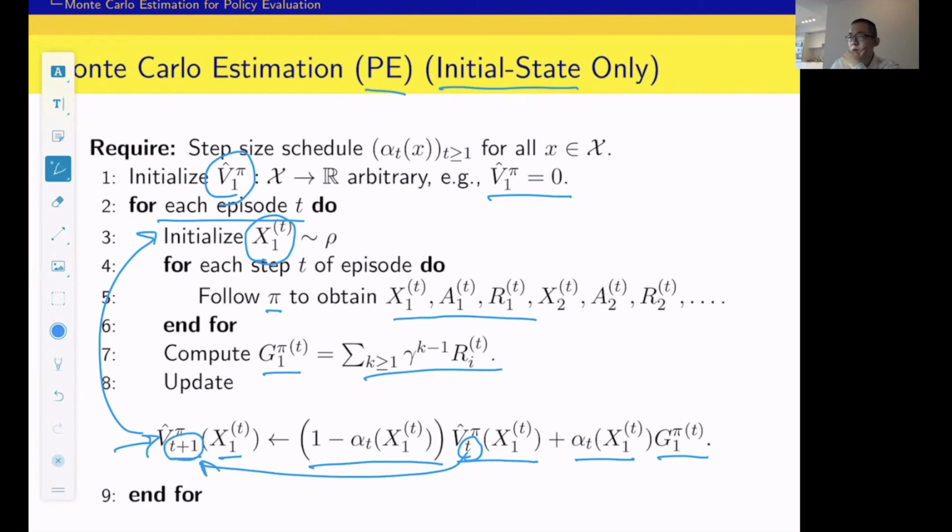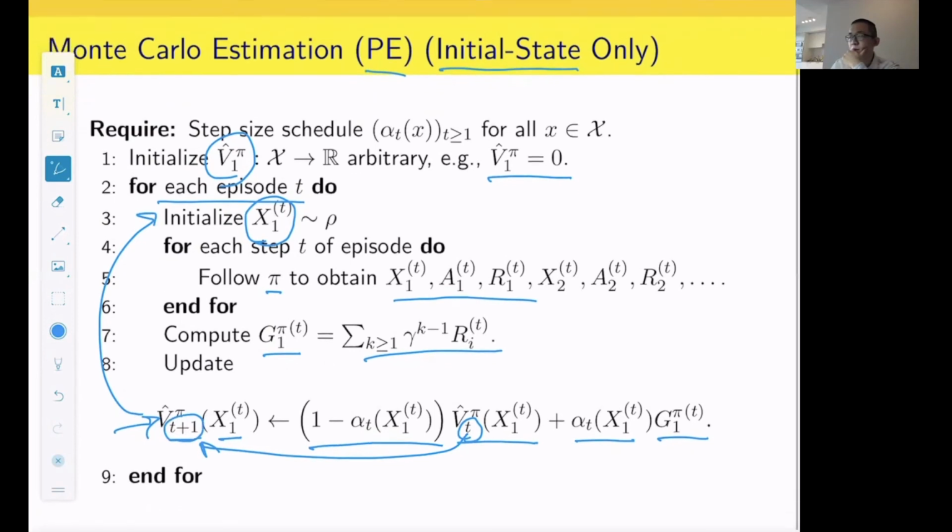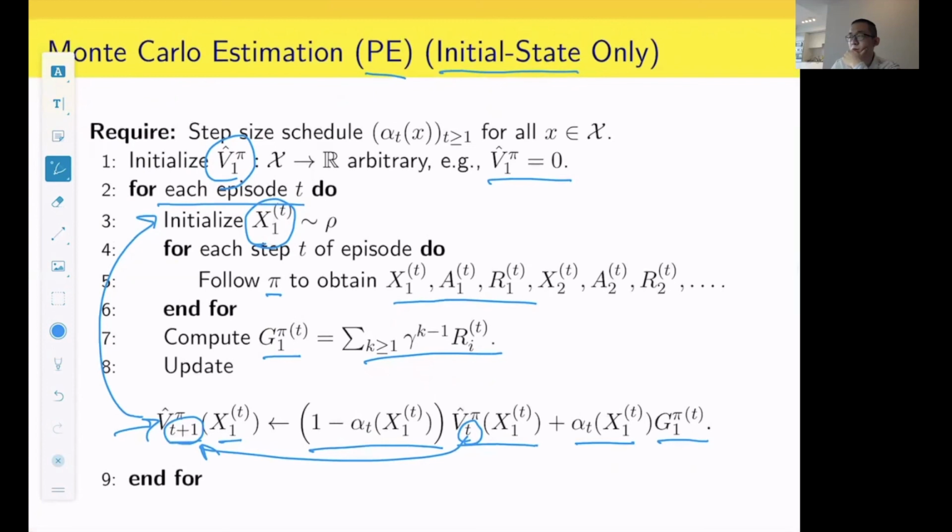Sorry, I think in line number 7, the reward subscript should be k. That's right. So here, this should be k. That's a good point. Thank you. Yeah, sometimes when you change this index, it gets confusing. So yes, that's k.